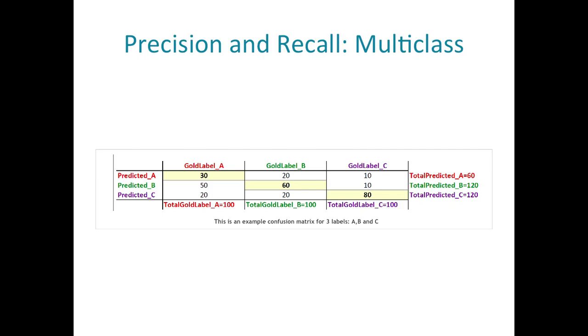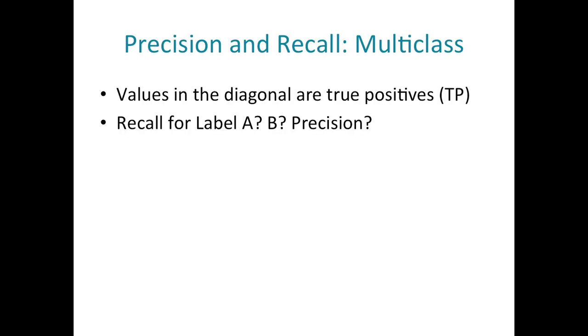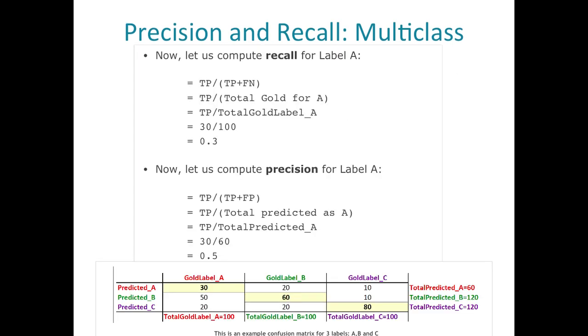Given this example, how are precision and recall computed for such a setting? The computation is very similar to the binary case, but expanded to multiple classes. So let's compute the recall. This example is going to walk you through the computation of both precision and recall for each of the labels that we have. Remember that recall is the true positives divided by true positives plus false negatives, and precision is true positives divided by true positives plus false positives.